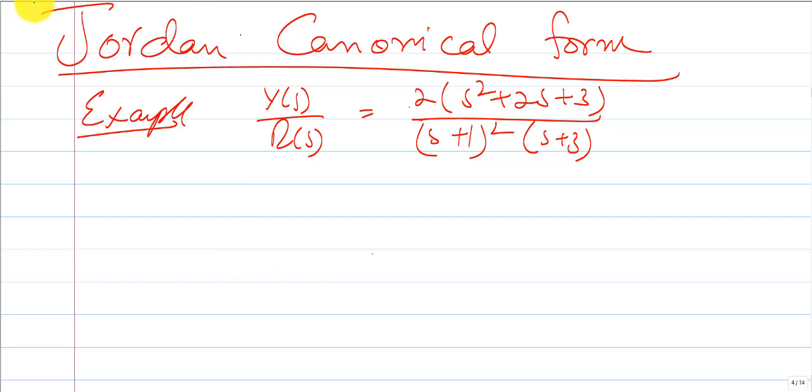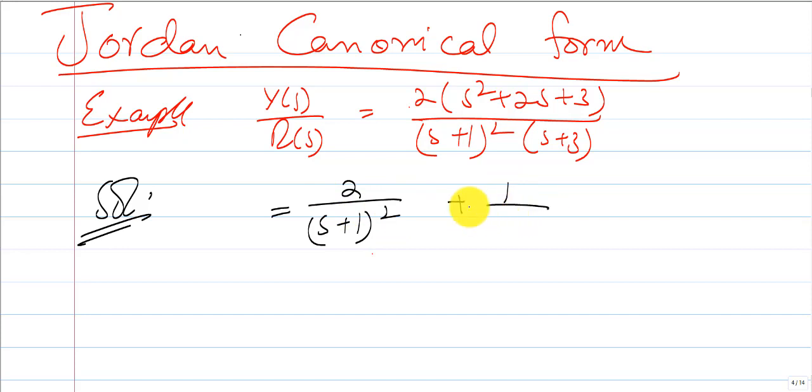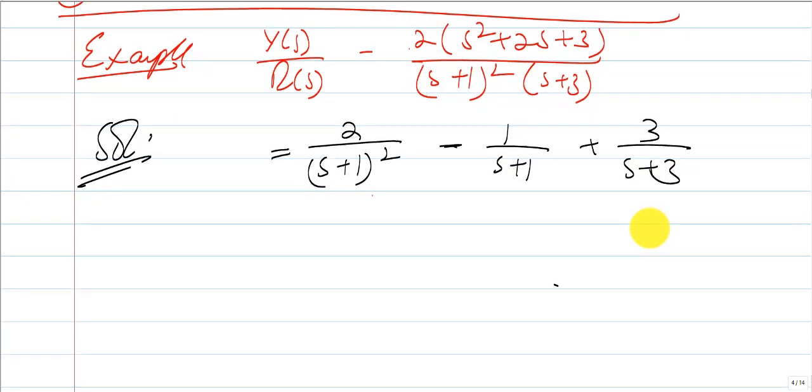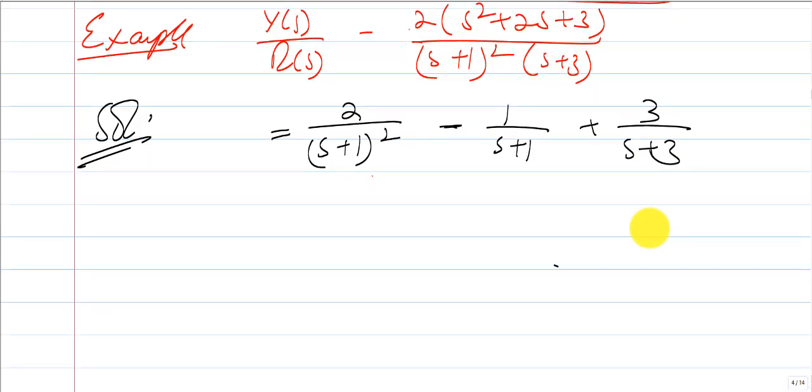So how will we proceed? Again, it is the same procedure: we have to solve it through partial fraction. So after partial fraction, what we will get here is 2 over (s plus 1) whole square, minus 1 over s plus 1, and then plus 3 over s plus 3. So here we can look at this system and see how we will proceed further.